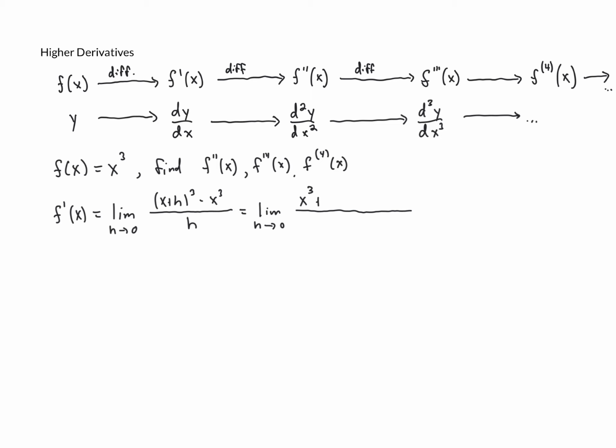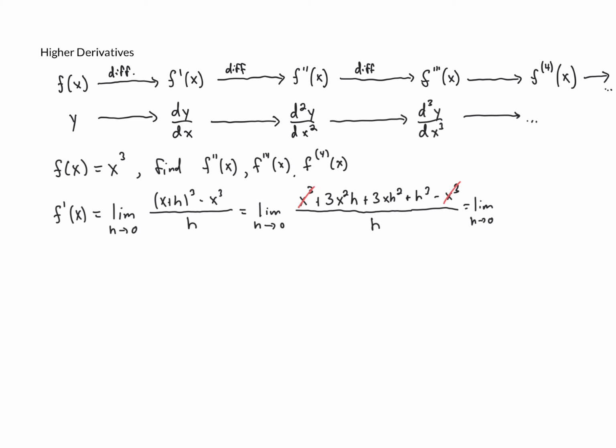This is going to be x cubed plus 3x squared h plus 3xh squared plus h cubed minus that x cubed, still all over h. Now we do have a little bit of cancellation that's going to happen. The x cubes are going to cancel because we've got a positive x cubed and a negative x cubed. And then what we can do is we can take each of those terms that are left and we can divide them by h. So we still have the limit as h approaches 0.